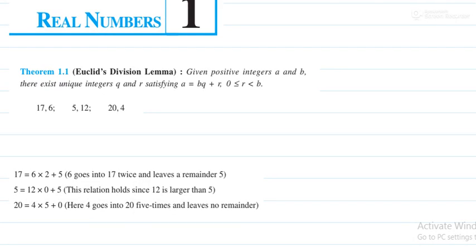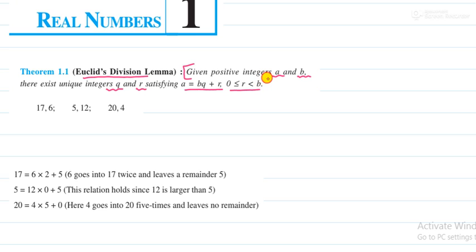In this video, let us learn Theorem 1.1 from Class 10 CBSE Mathematics. Let us learn Euclid's division lemma. It states that given positive integers a and b, there exist unique integers q and r satisfying a equal to bq plus r, where 0 is less than or equal to r less than b.